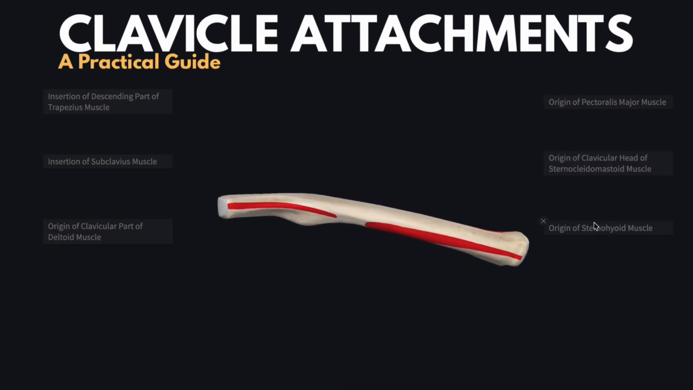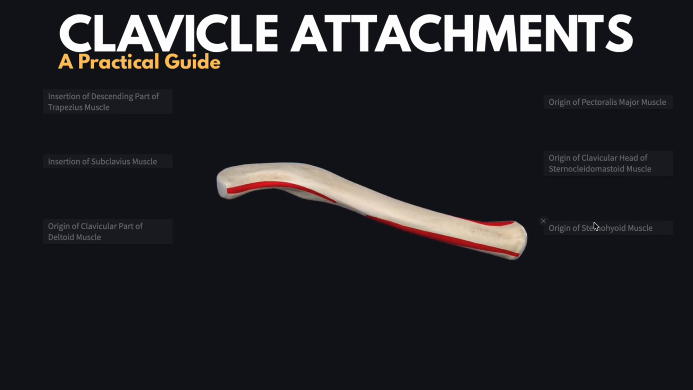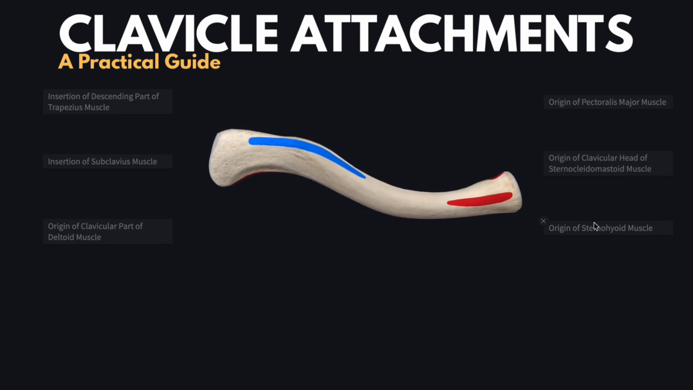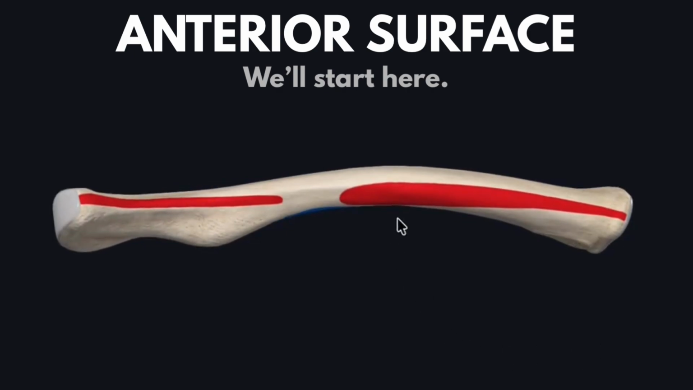Every bump and surface on the clavicle has a purpose. Let's decode the major muscle and ligament attachments one step at a time. First, identify the anterior surface, then the attachments become easy.